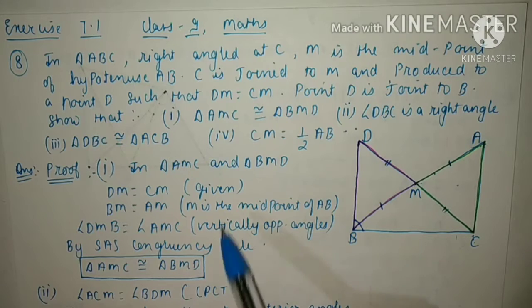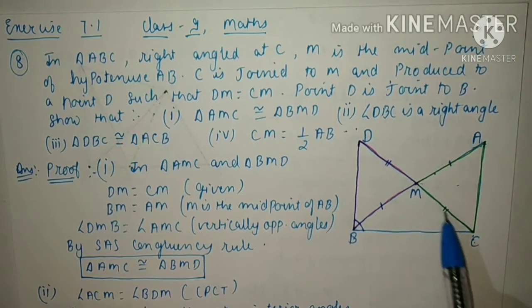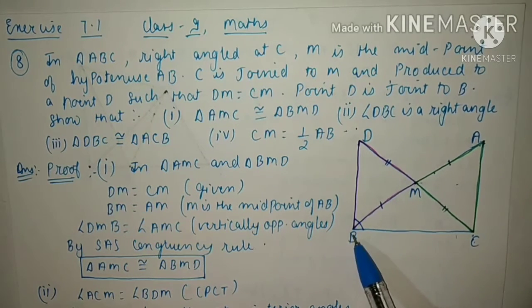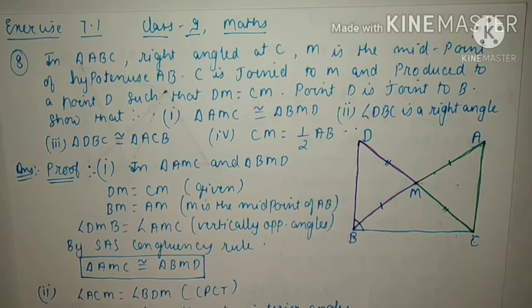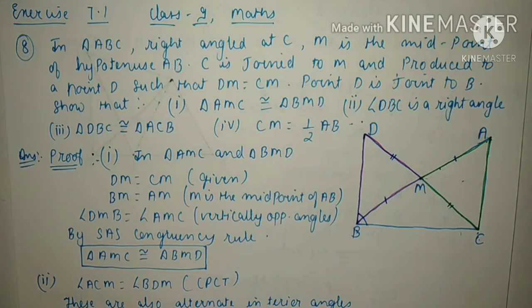Now what is the fourth part? CM is equal to half AB. This CM is equal to half of this AB. This we have to prove. Now first of all we will write what is given to us. Then we will write what we have to prove. Then in the next step we will do the proof. So let's start the proof. Given and to prove you have to write yourself.